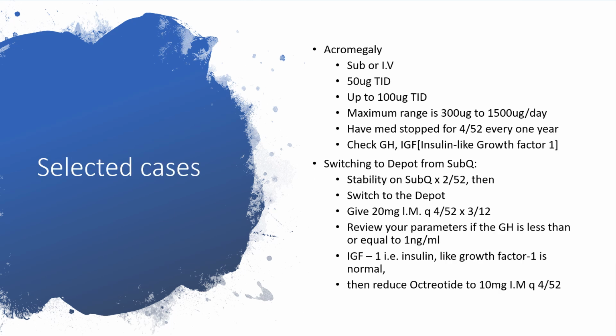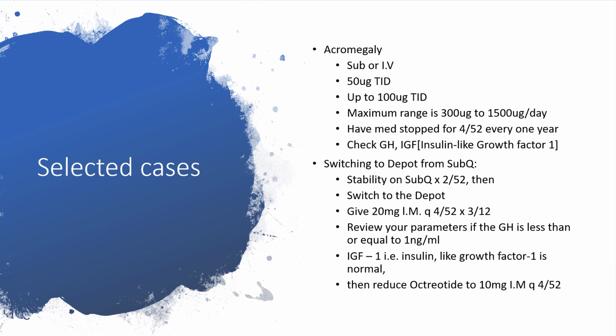I will go through a few selected cases of how we can use Octreotide. The first on the list will be in case of acromegaly. You can give Octreotide SubQ or intravenously. It will be proper to administer 50 microgram TID, and you can increase up to 100 microgram TID. The maximum range is 300 microgram to 1,500 microgram per day. You can have the medication stopped for 4 weeks every 1 year.